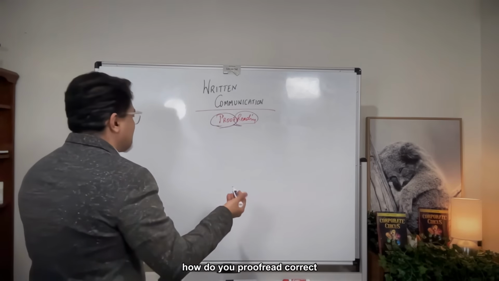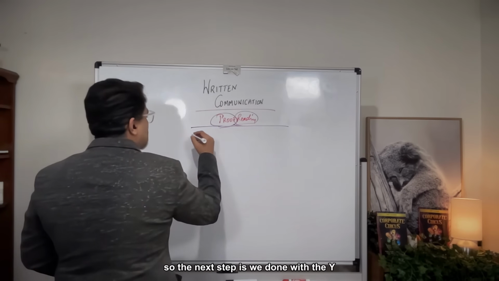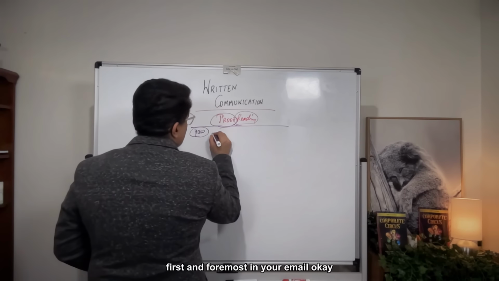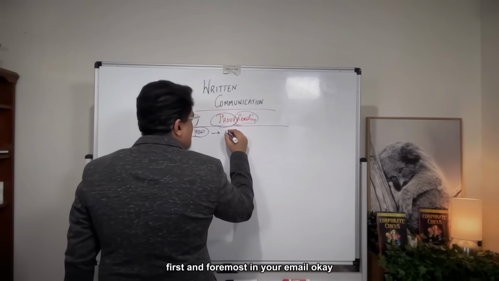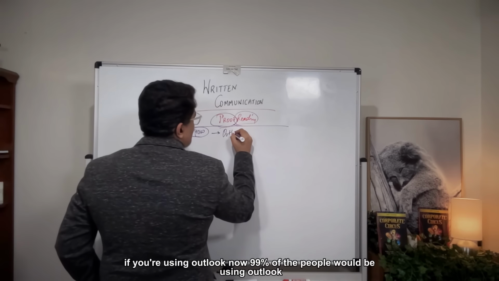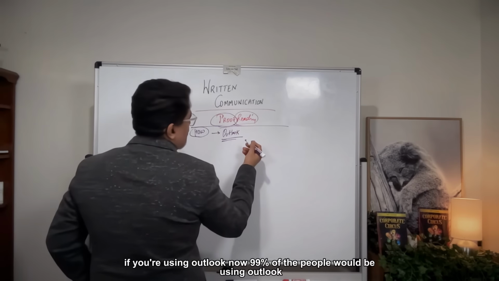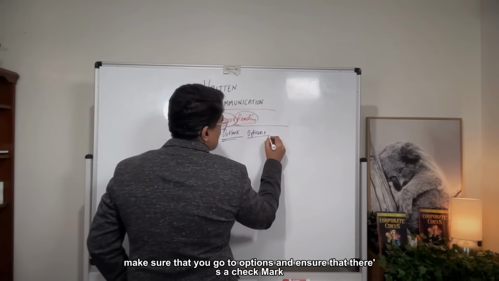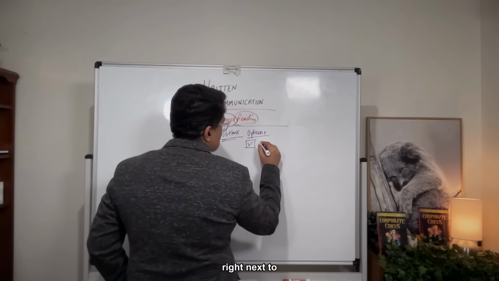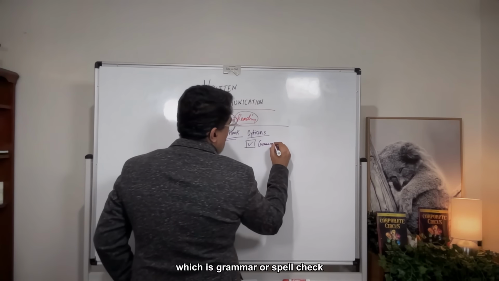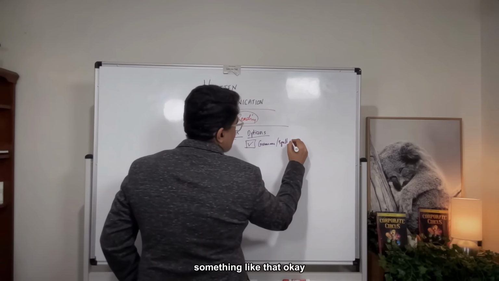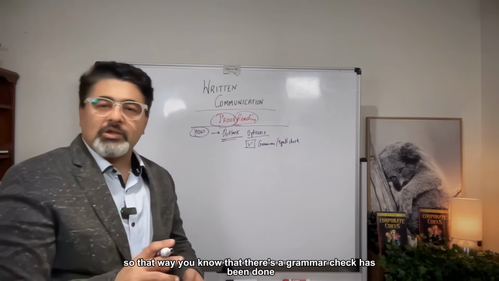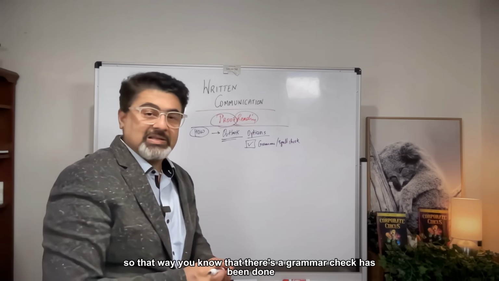Now, how do you proofread? Correct. So the next step is we're done with the why, we understand it. Now the question is how. So how do you proofread, right? First and foremost, in your email, if you're using Outlook, now 99% of the people would be using Outlook, make sure that you go to options and ensure that there's a check mark right next to grammar or spell check, something like that. Make sure it is checked. All right, so that way you know that a grammar check has been done.